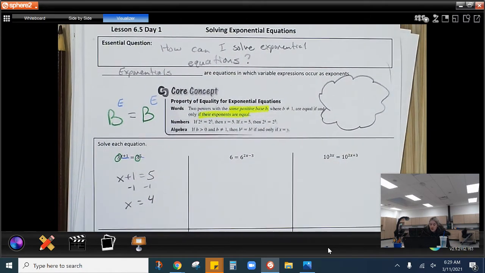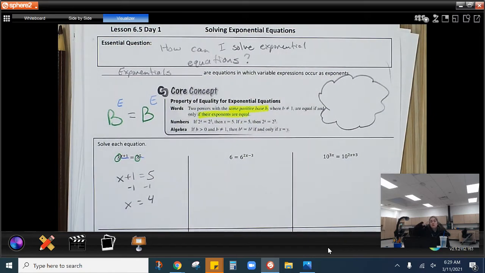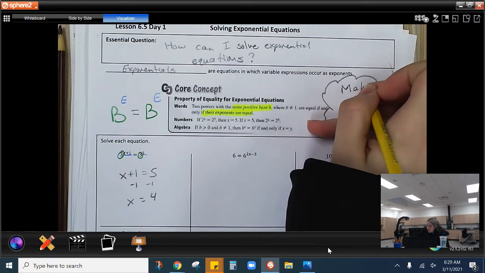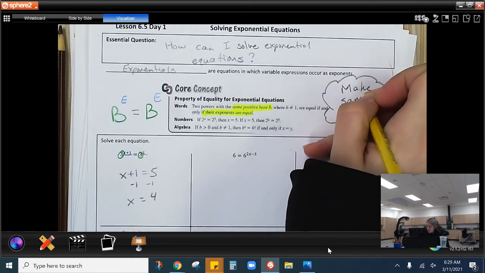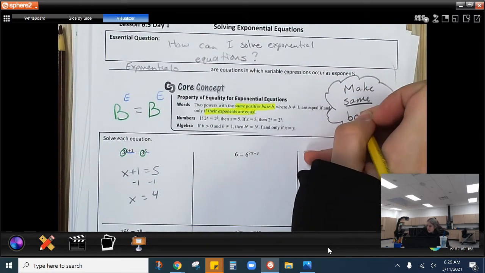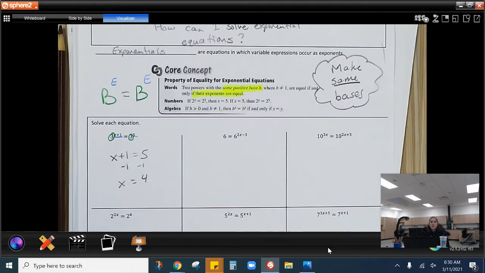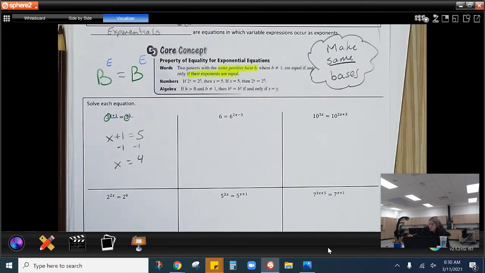So we can do that with any of these. We're going to do a couple more. The one thing I want you to have in your mind, in order to solve these, is that we need to make the same bases. All right, and we'll get to some of that. It's not on this side. It'll be on the next side. But we'll do some of these for a little while.